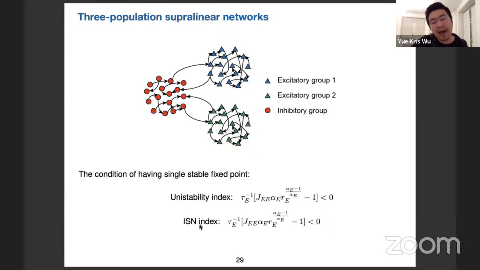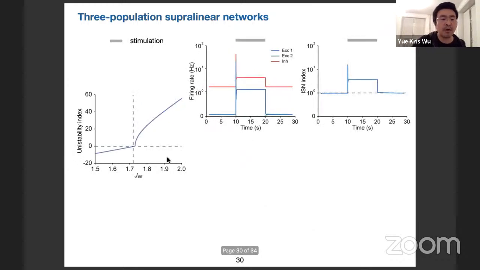We also define an ISN index, which is the leading eigenvalue of the E to E submatrix. If this one is positive, then the network is in the inhibition-stabilized regime, ISN. If it's negative, then it's non-ISN. So here I'm showing you one example corresponding to a negative UD stability index. As you can see here, we present an input, the activity increases, but if we withdraw it, the network goes back exactly to its original baseline. And the ISN index also changes. It switches from a non-ISN regime to an ISN regime.